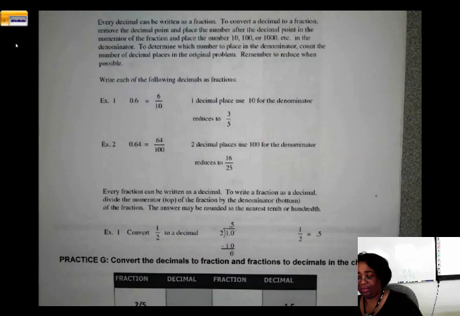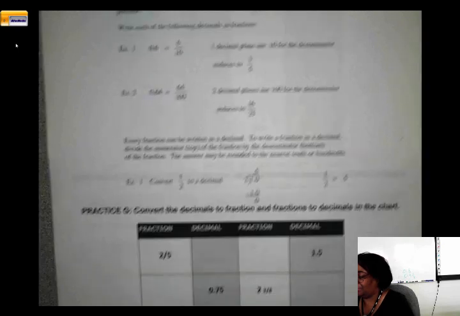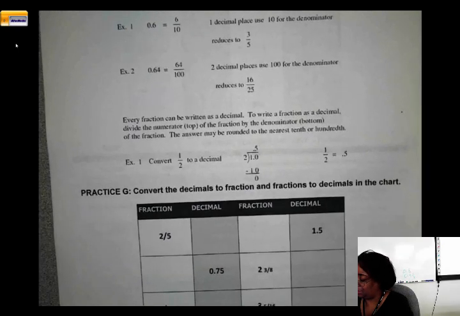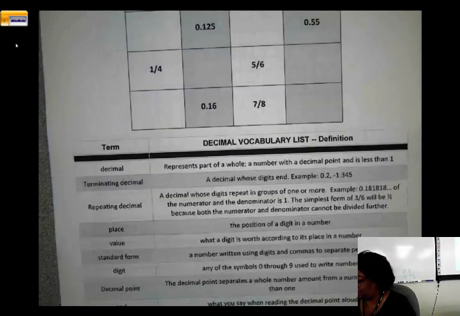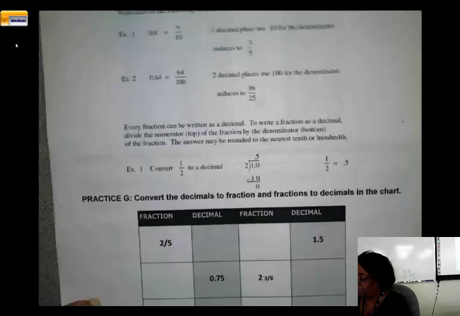Now I think Jacovia was really afraid of converting fractions and decimals back and forth. And you do have some exercises to do. Page 6 and page 7 will be some conversions.